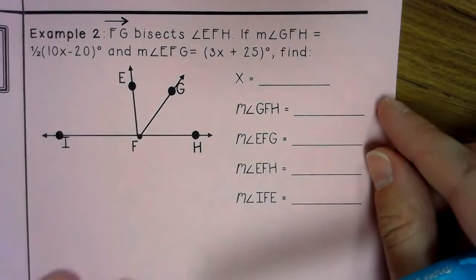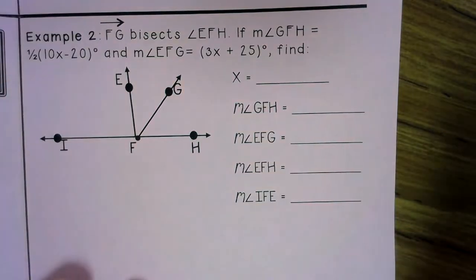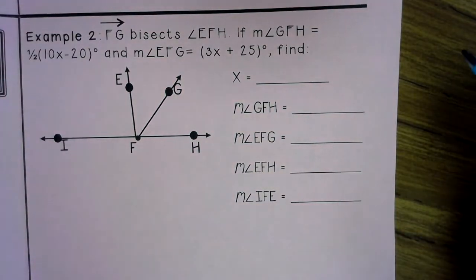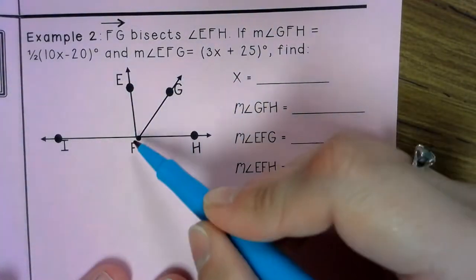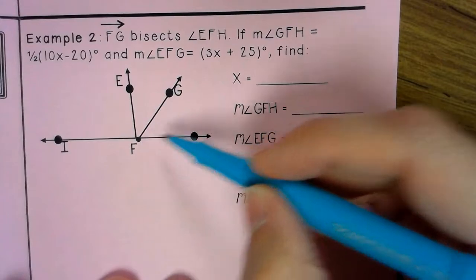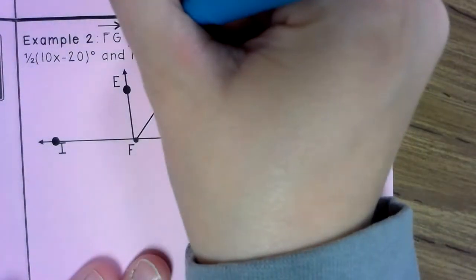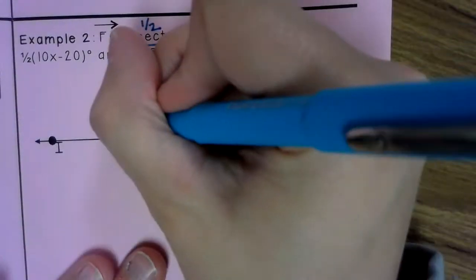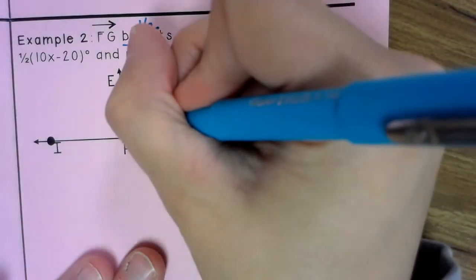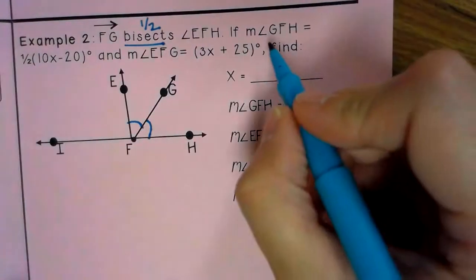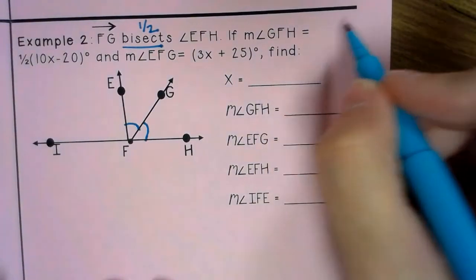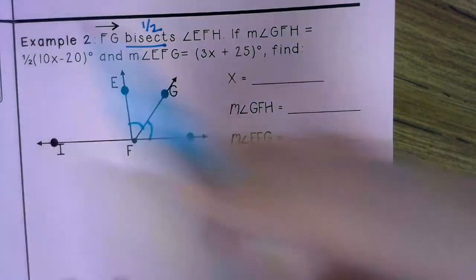All right, I just have one example for you on an angle bisector. So here goes. FG bisects angle EFH. I'm going to stop reading right there. So you'll find when I have a picture, I'm going to label it as I go. If I know that FG, this ray, has bisected angle EFH, remember if something gets bisected, it gets cut in half. I know then that this angle is congruent to this angle. Remember, that's what those marks mean. So I'm going to draw those quarter circles in there so that I know that those two things are the same. Let's keep reading. The measure of angle GFH is half times 10x minus 20.